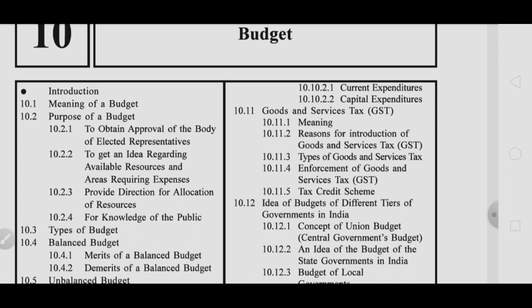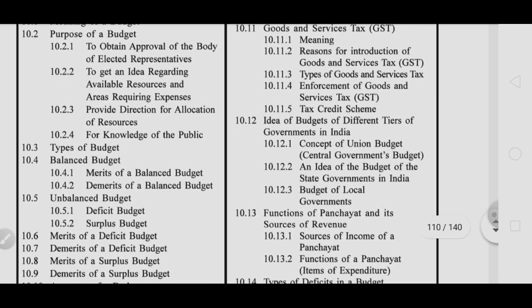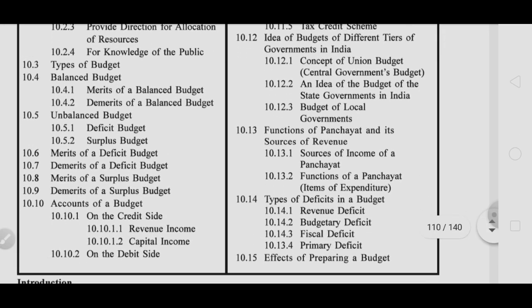Point number 11 is the most important point from the point of view of business and profession. It is all about the Goods and Services Tax, that is GST, which was introduced by the Government of India in recent times. Then in point number 12 we will discuss the different tiers of government: the Union budget, meaning the central government; the state budget, meaning the budget prepared by different states; and local government, that is the budget prepared by municipalities and municipal corporations.